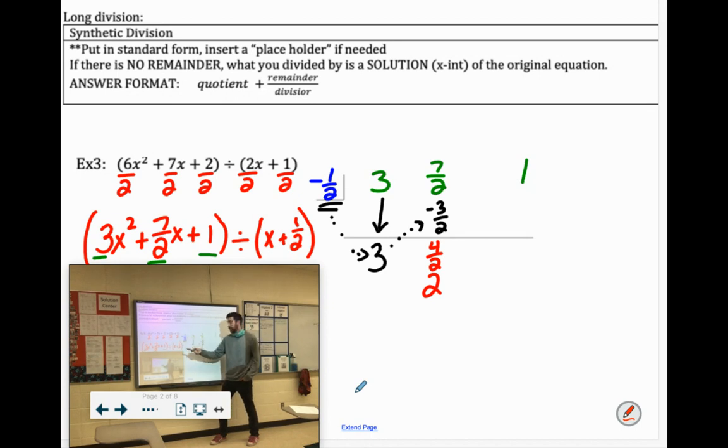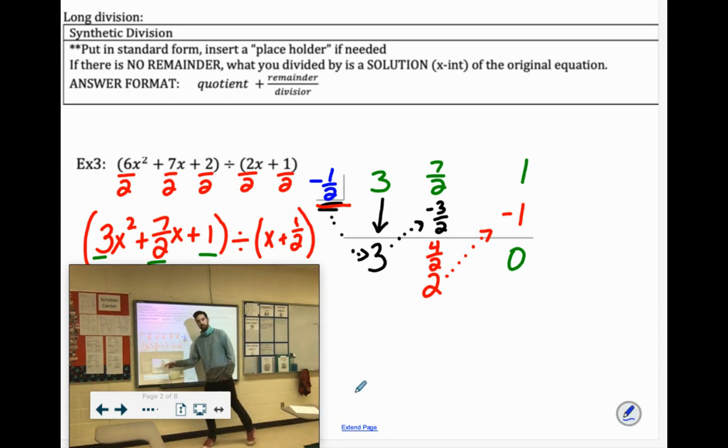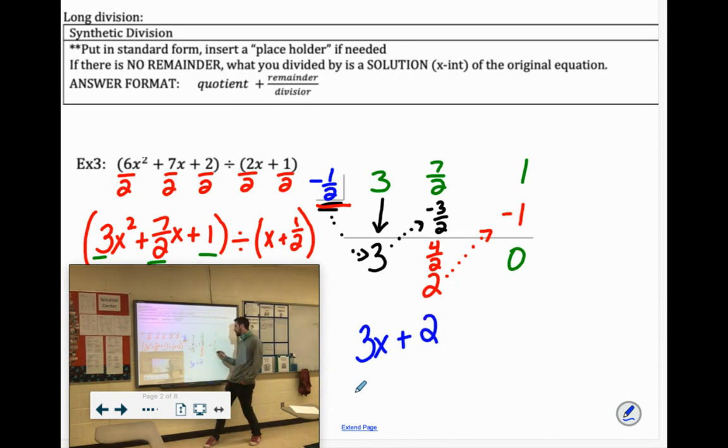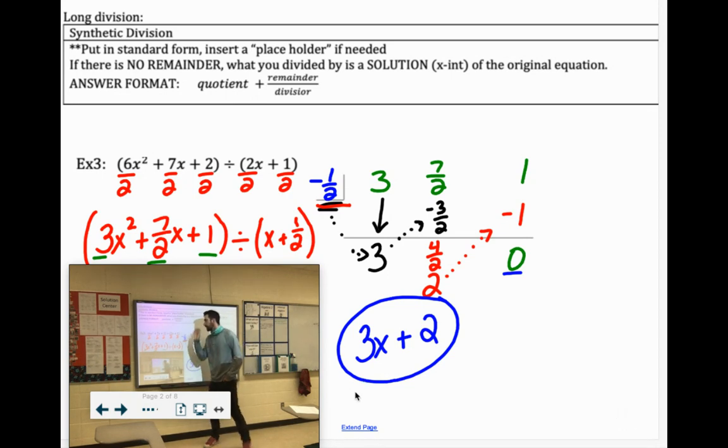Then you do the same process. Negative 1/2 times 2 gives us negative 1. And then we add straight down. Negative 1 plus negative 1 is 0. So here's how we write our final answer. Now, it started off x to the second power. After we've divided it, it's going to bump those down a degree. So this would become 3x plus 2, and then this is your remainder, 0. You don't have to write that. So this would be our final answer, 3x plus 2. Let's practice some more.